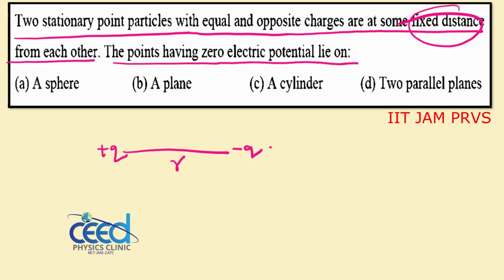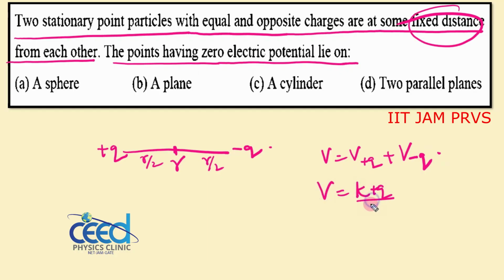Now you know, if the charges are opposite, at the middle point, what is the potential? So this distance is r by 2, this distance is r by 2. That means net potential will be due to V plus q plus V minus q, right? So the sum will be 0. Why? Because V is equal to k plus q by r by 2 plus k minus q divided by r by 2. The net sum will be 0.